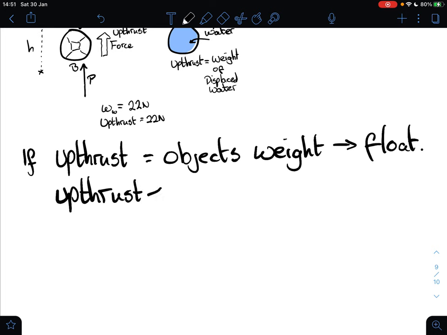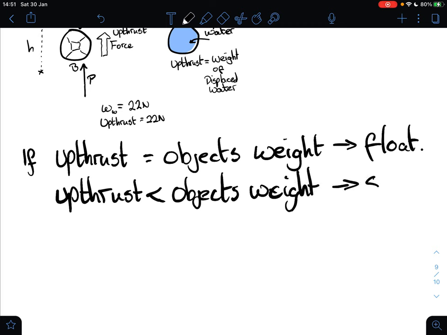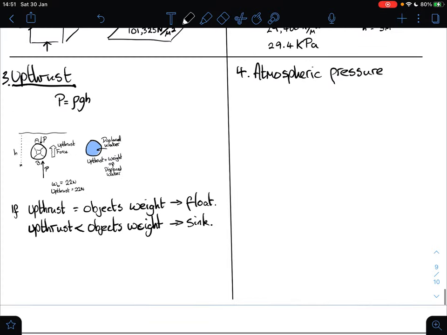I think that's the right, I never use less than and more than enough. Pretty sure that's smaller than. Yeah, little crocodile, big mouth. Then the object's weight. If I've made a mistake, you'll correct it. You guys do it more than me. It will sink. Okay, so that's upthrust in a nutshell.